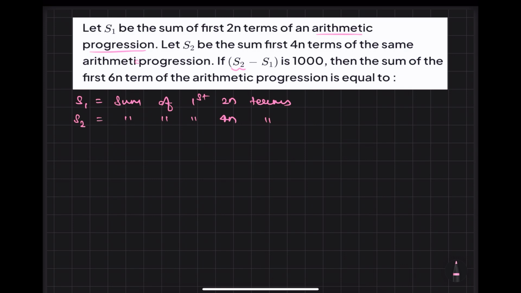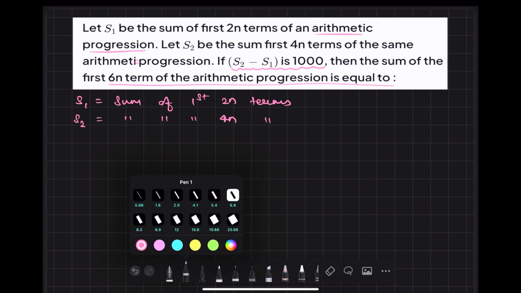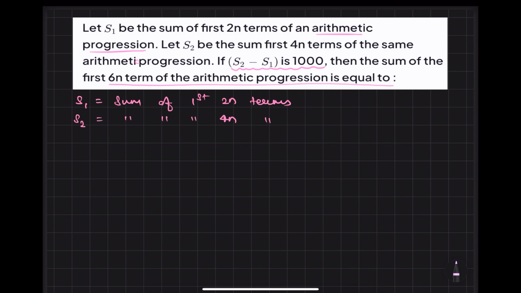If S2 minus S1 is 1000, then the sum of the first 6n terms of the arithmetic progression is equal to? So we have to find the sum of the first 6n terms of an arithmetic progression. Now look at this, how we will approach this question. If you observe, we don't have any specific arithmetic progression, so we can take any arithmetic progression, correct?